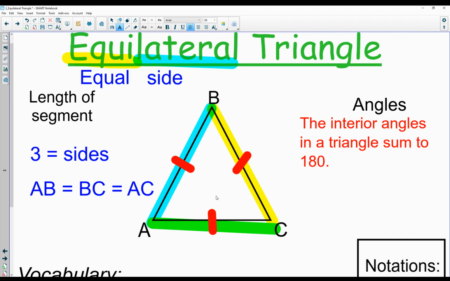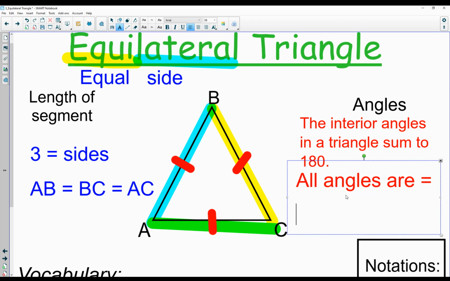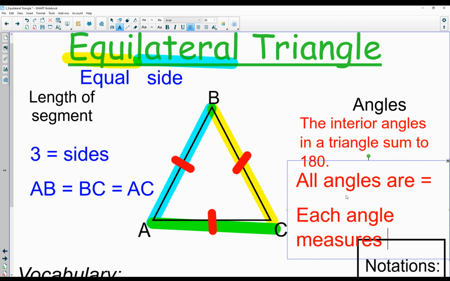Specifically, in an equilateral triangle, if we have three equal angles, and the angles all sum to 180, then each angle should measure 60 degrees, because the total sum is 180 divided by 3, because there's three equal angles, and 180 divided by 3 is 60. So we know in an equilateral triangle, all angles are equal, and each angle measures 60 degrees.